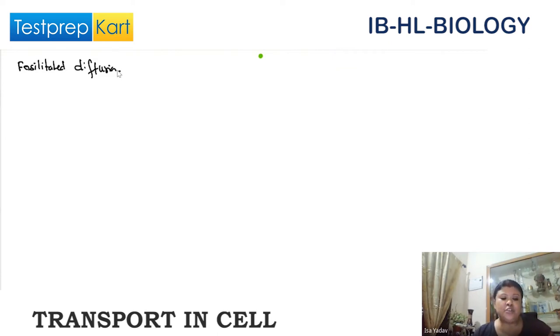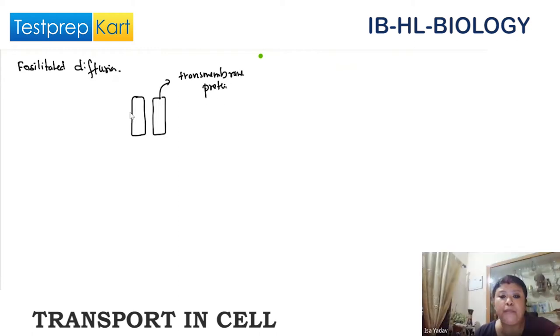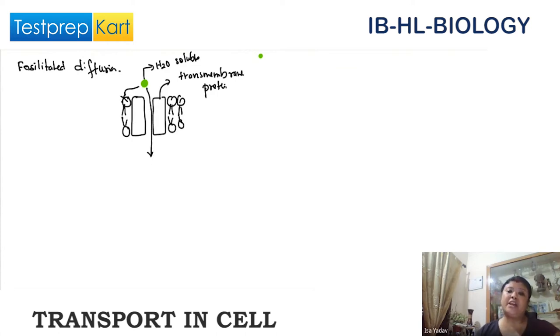When we talk about facilitated diffusion, this is very observable, because we have certain protein channels, carrier proteins, or what we call transmembrane proteins. Here we have the lipids. I have a substance here. This substance wants to enter the cell, but because the substance is water soluble, it cannot enter through the lipid. It can only go through the transmembrane proteins into the cell.